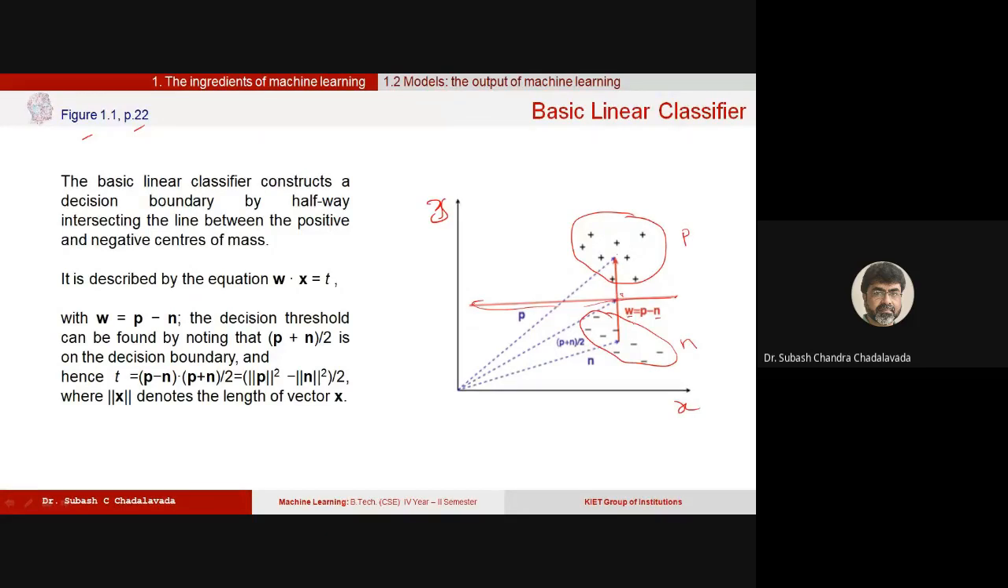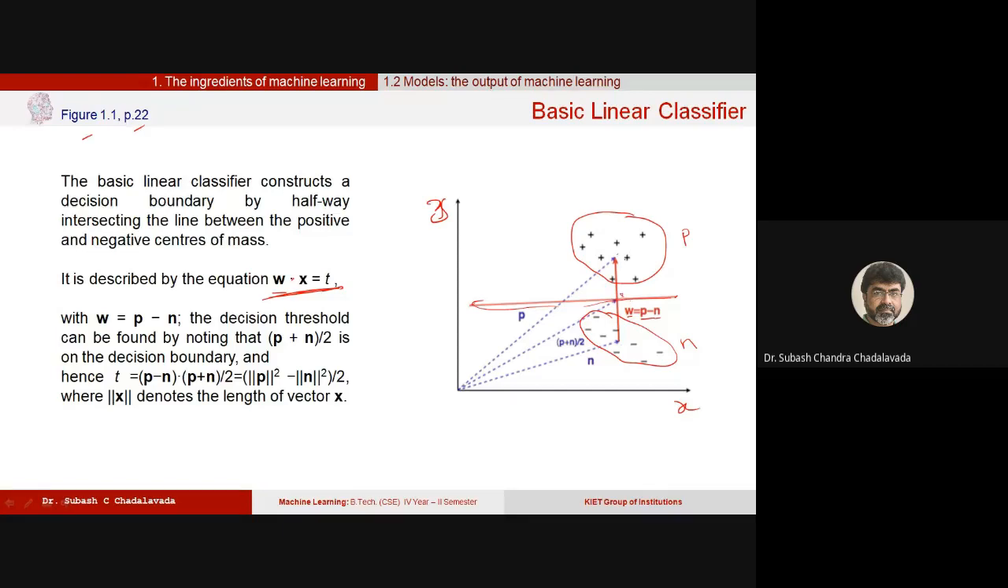This equation can be represented as W dot X equals T. So this is the equation of the basic linear classifier. Now W is equal to P minus N, the center here to the center here. Now, what is X? X is the intersection point where your classifier line intersects the boundary. How do you get this X?